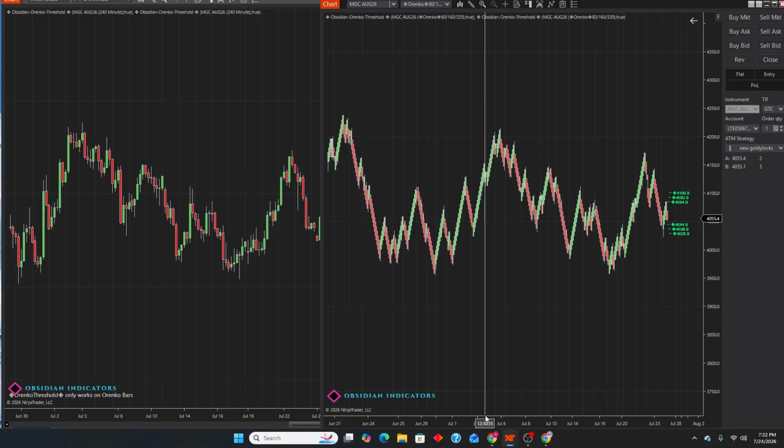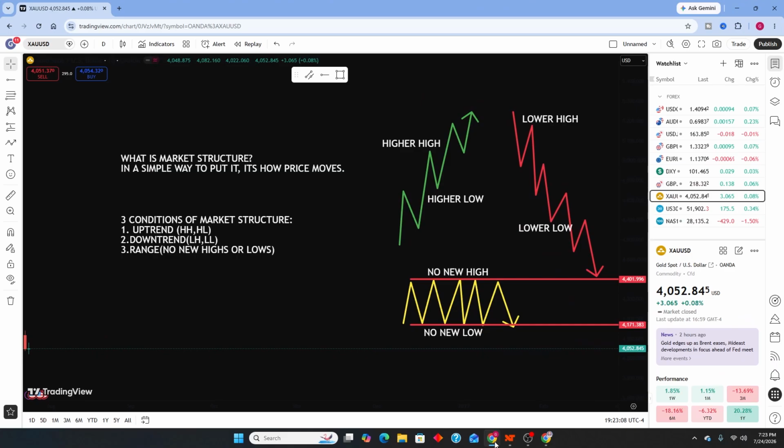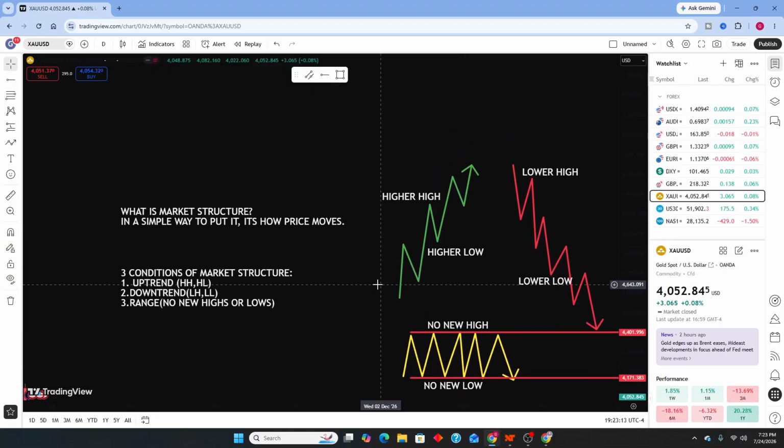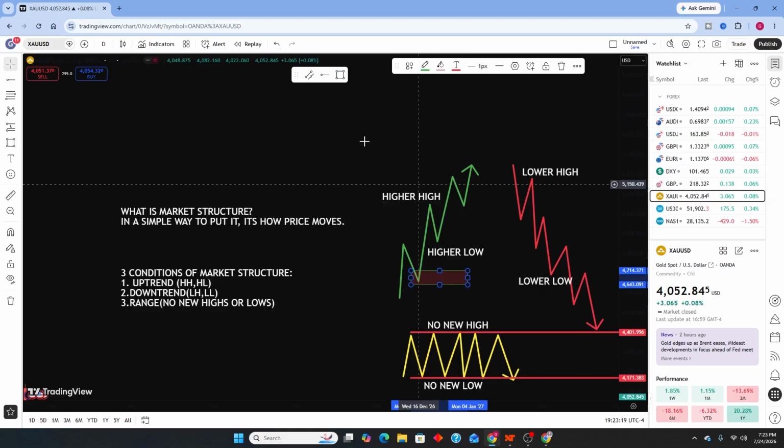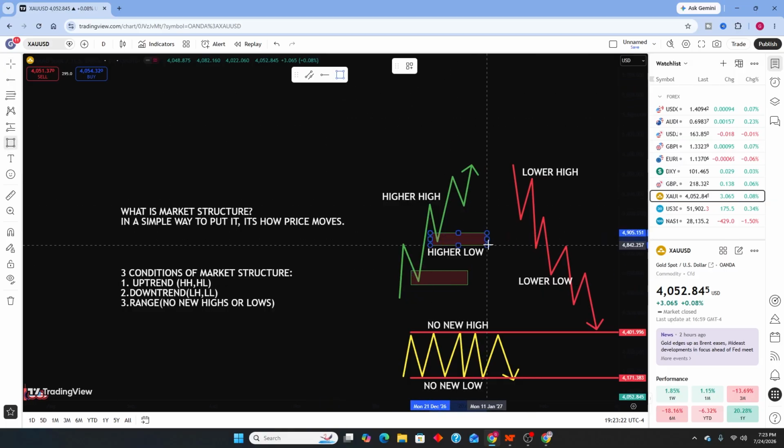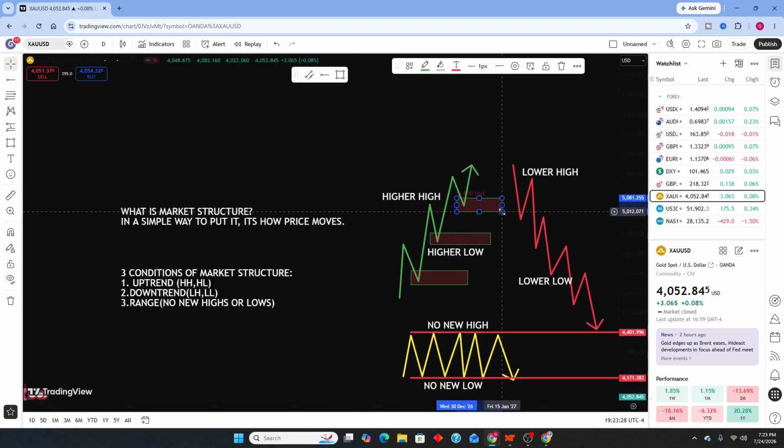Let's combine everything. Imagine the market is making higher highs and higher lows. That's an uptrend. Instead of buying every support level, focus on the higher lows. These right here. Those are the support zones that fit the current direction of the market.